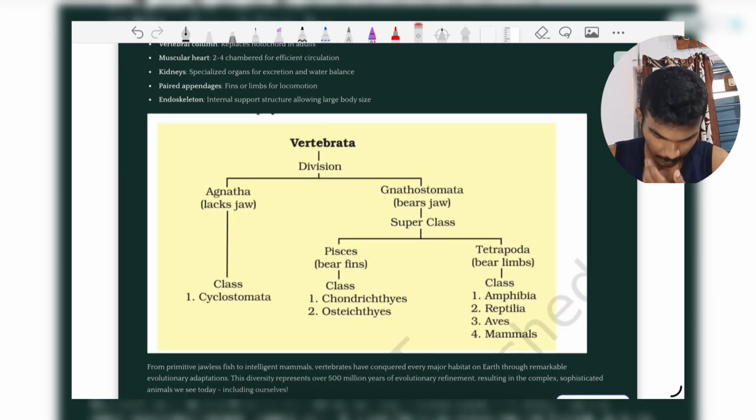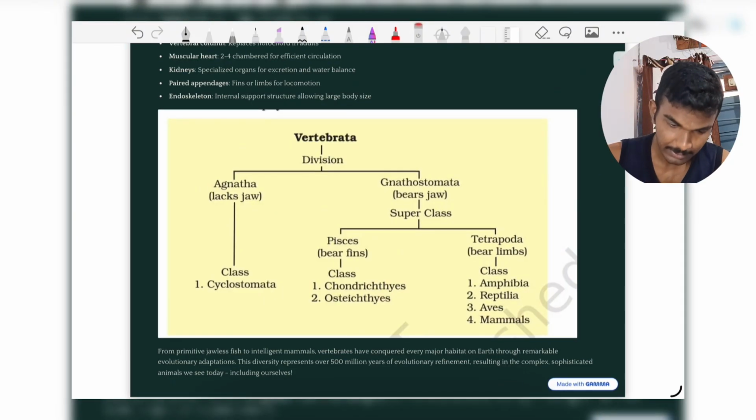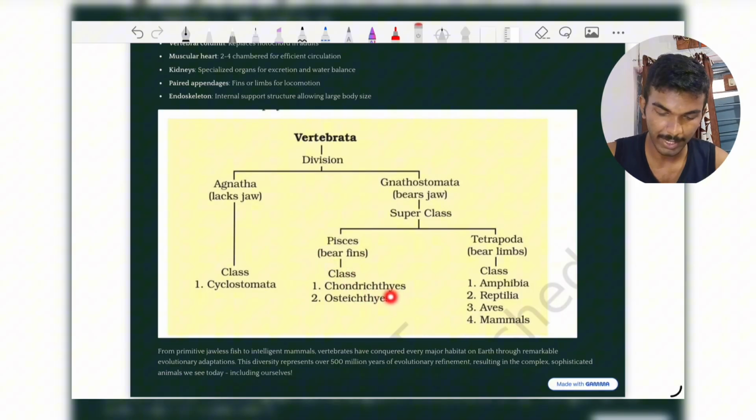So, Vertebrata. This table is important. Vertebrata division. Agnatha lacks jaw. Gnathostomata bears jaw. Superclass Pisces bears fins. Class Chondrichthyes, Osteichthyes. Tetrapoda bears limbs. Class Amphibia, Reptilia, Aves, Mammalia.